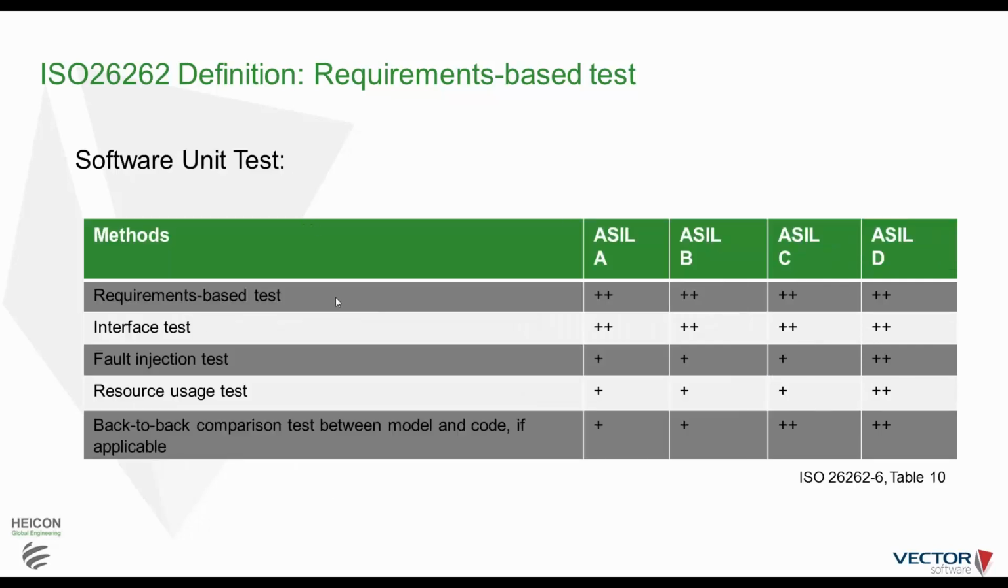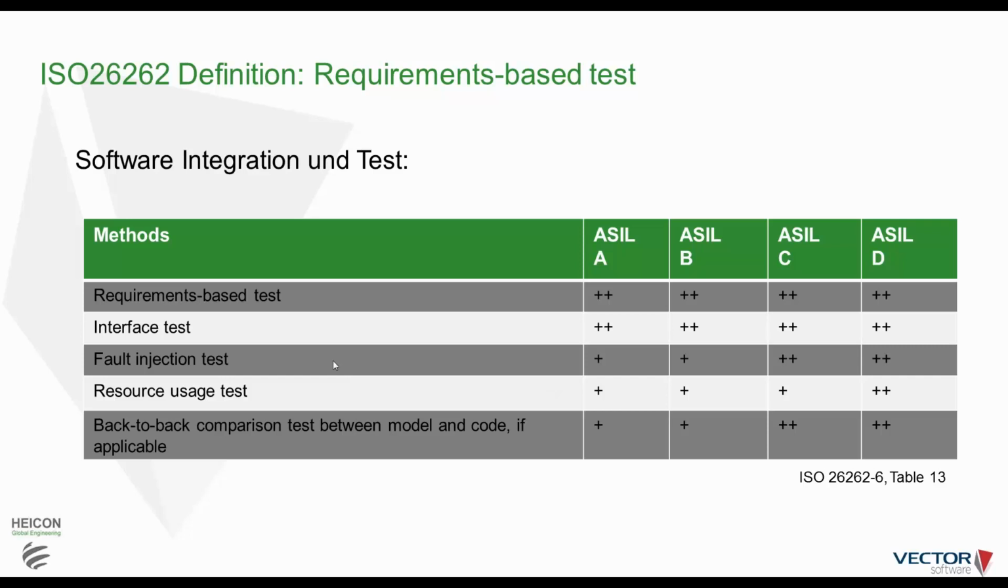Examples here are the software unit testing. Here you see as one method requirements-based testing, highly recommended for all ASIL levels. Interface testing is not so much in focus, and even on software unit level, in addition to requirements-based testing, one method called fault injection testing is mentioned, which is only recommended. Requirements-based testing is highly recommended.